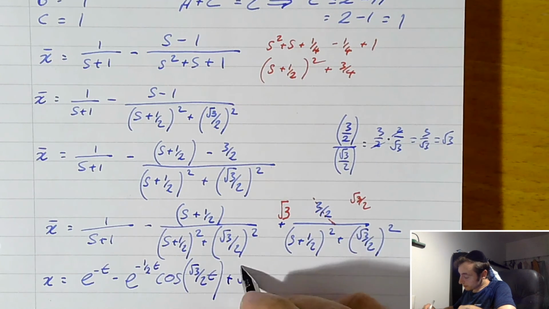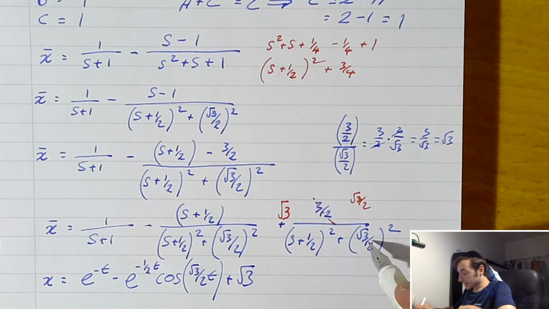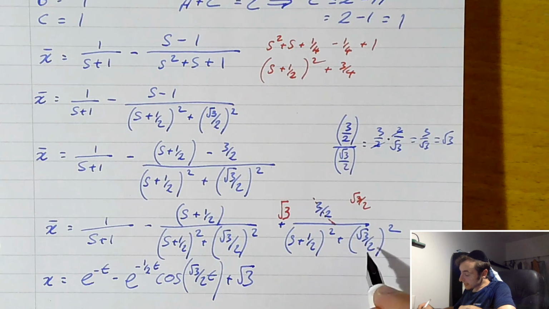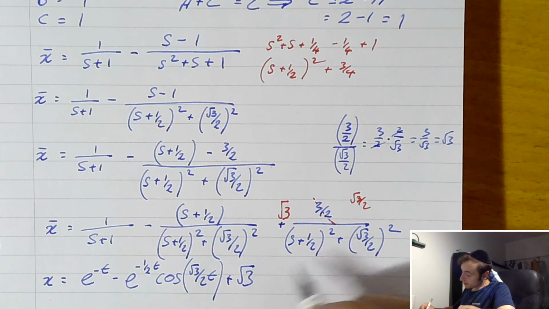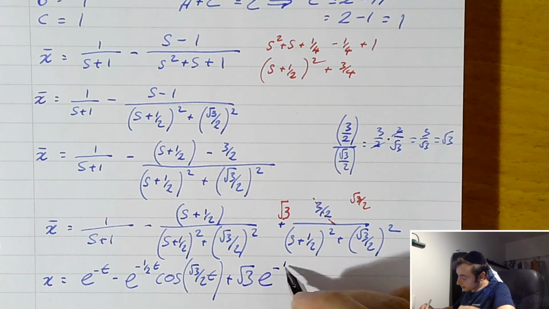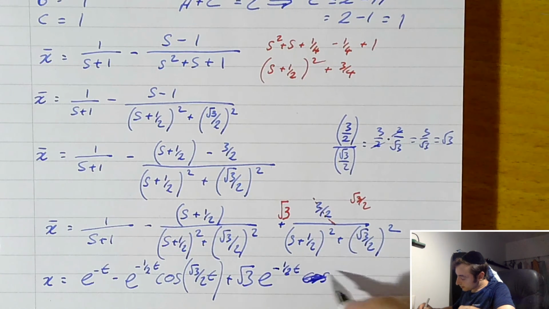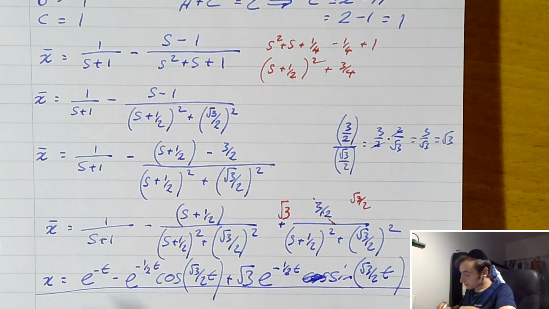plus root 3 times, and we've got an a on s squared plus a squared. Well, that's sine, isn't it? Sine at, but we've got the shift going on. We've got f of s plus a transform. So that's going to be e to the minus half t sine root 3 on 2 t. And that's our final answer.